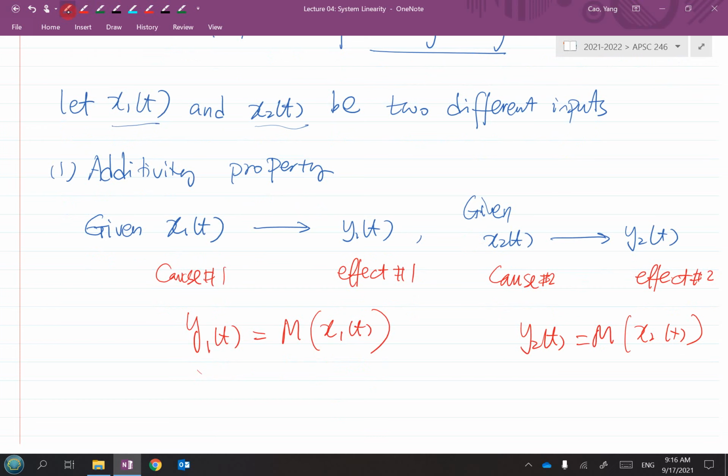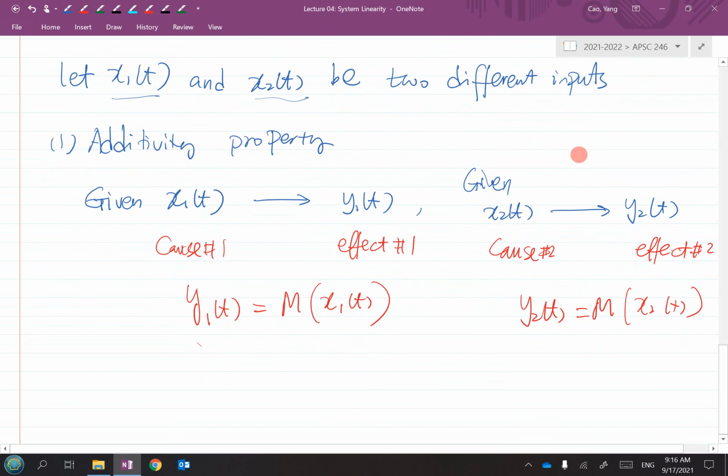Okay. So now let's look at the so-called additive property. I'm going to give you a third scenario. I'm going to create a third input. The third input is x1 of t plus x2 of t. So we created a different input, a new input, but this new input is an addition of the original x1 and x2 inputs.